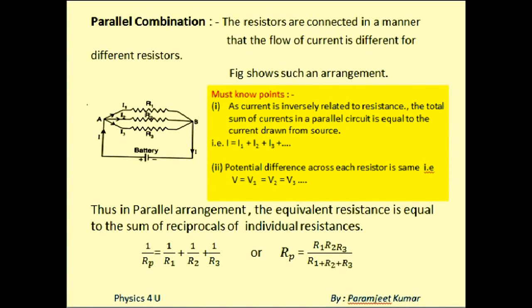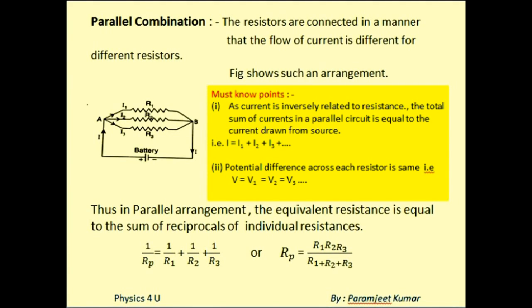Okay, next, parallel combination. The resistors are connected in a manner that the flow of current is different for different resistors. The figure shows such an arrangement. There are also some must-know points concerning the parallel combination. First one, current is inversely related to resistance from Ohm's law. So the total sum of currents in a parallel circuit is equal to the current drawn from the source, that is I equals I1 plus I2 plus I3 and so on. Second, the potential difference across each resistor is the same, that is V equals V1 equals V2 equals V3 and so on.